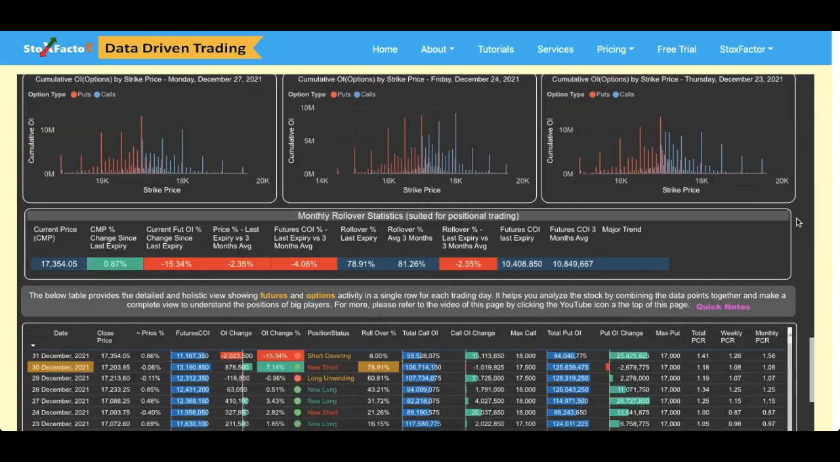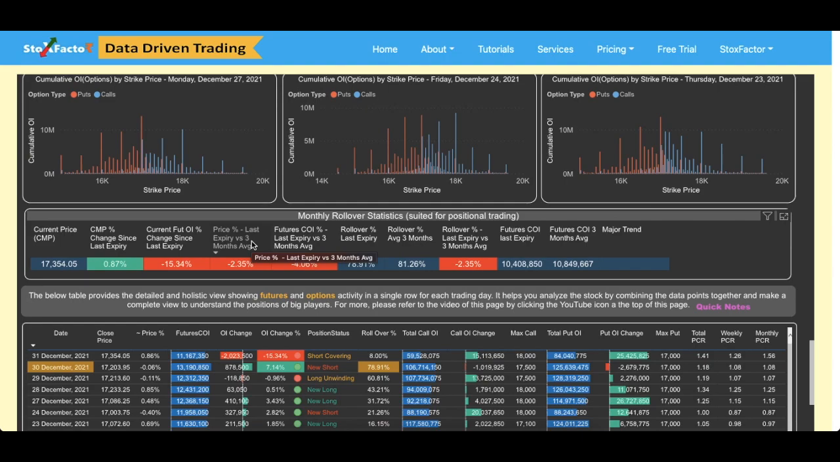Now we will analyze the futures cumulative open interest data, and we will also analyze the monthly rollover statistics data, which is very important, especially when the expiry has happened. We have also taught in the previous videos that whenever you are analyzing the data on the next day of expiry, we also need to consider this data. This gives us an overall macro picture of what is happening on the index. So we'll start with the price.